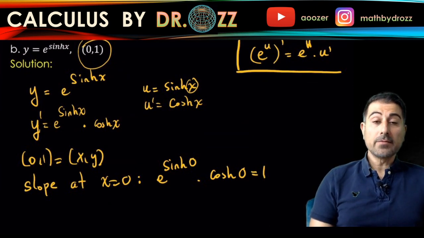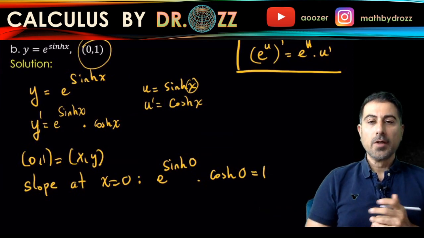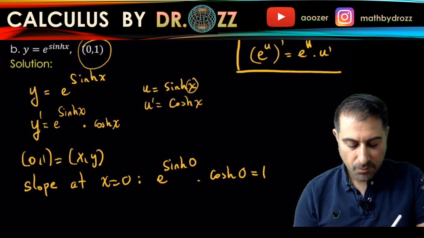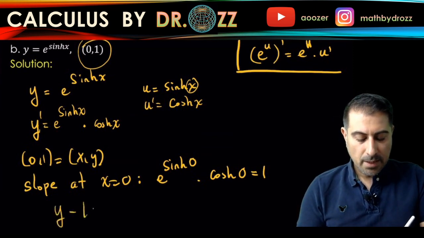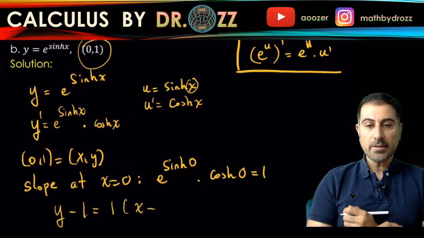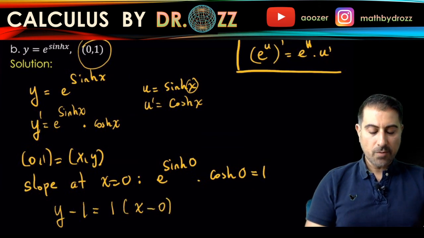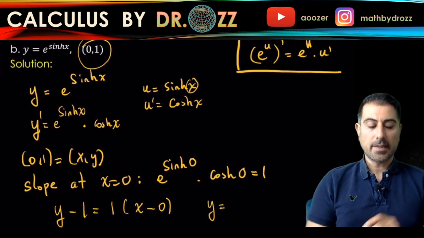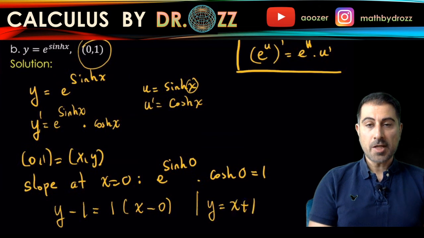So now I can go ahead and write down the equation of the tangent line because I know the point, which is 0, 1, and I know the slope. So here we go. y minus the y coordinate is equal to the slope times x minus the x coordinate of the point. That is 0, right? Simplifying this, y equals x plus 1. So y equals x plus 1 is the equation of the tangent line.